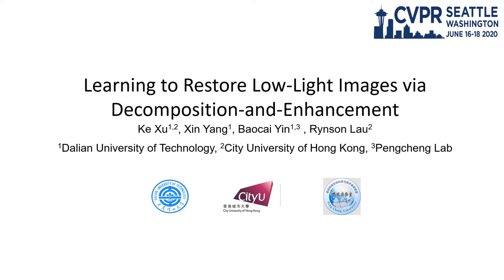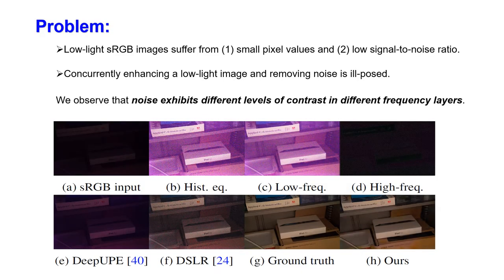In this work, we propose an enhancement method for low-light images. Practical low-light images have small pixel values and a low signal-to-noise ratio. Jointly enhancing details and removing noise is ill-posed.